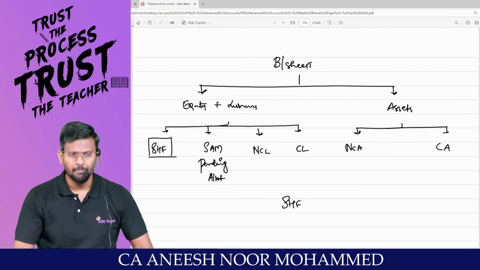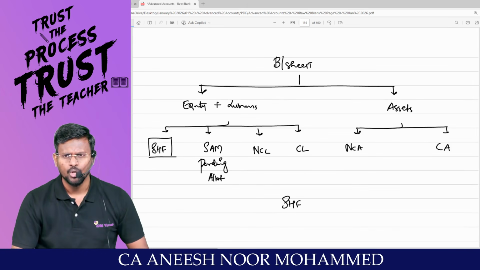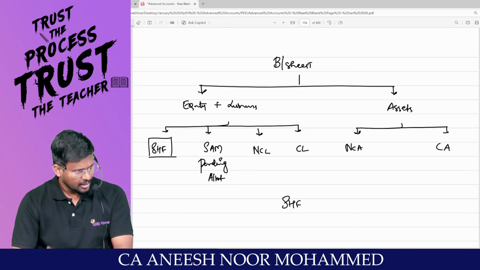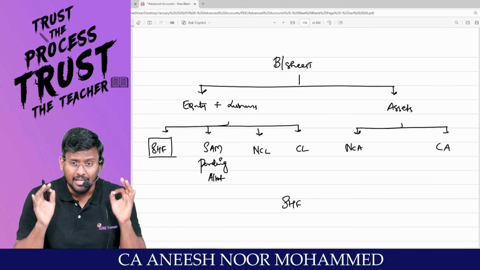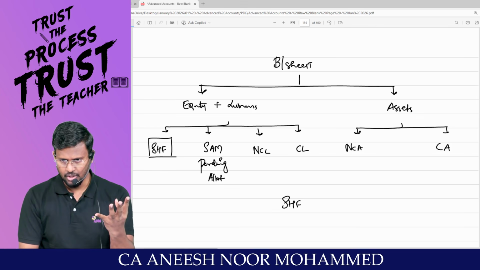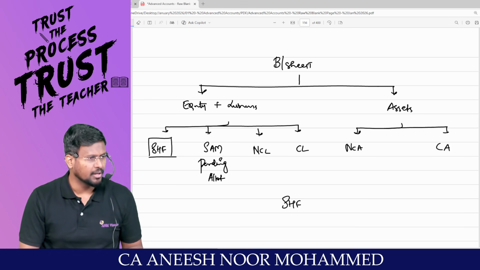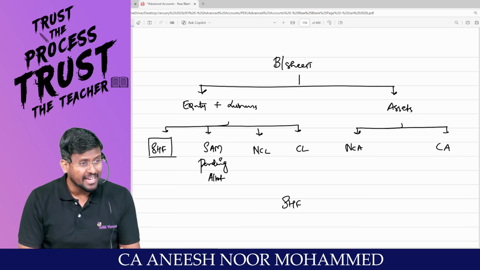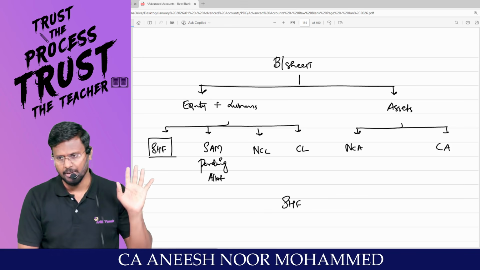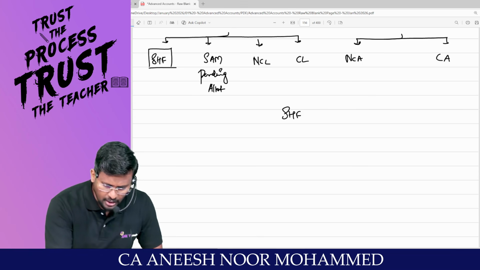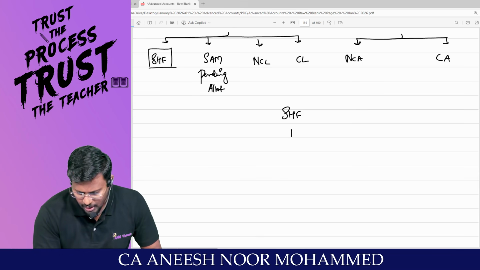My dear lovable students, just be with me. The balance sheet can be classified into two categories: number one, equity and liabilities, and number two, assets. Please picturize. Equity and liabilities are mainly classified into four: shareholders fund, share application money pending allotment, non-current liabilities, and current liabilities. In shareholders fund, as per Schedule 3, it is classified into 3.